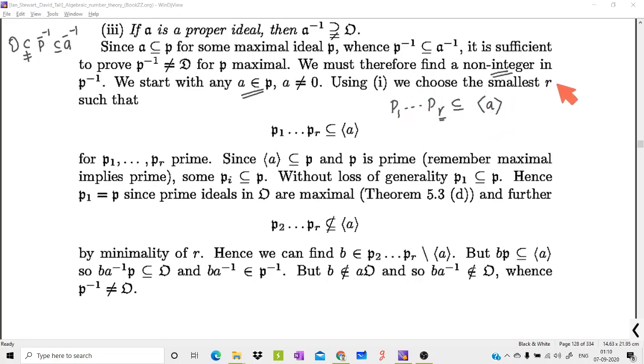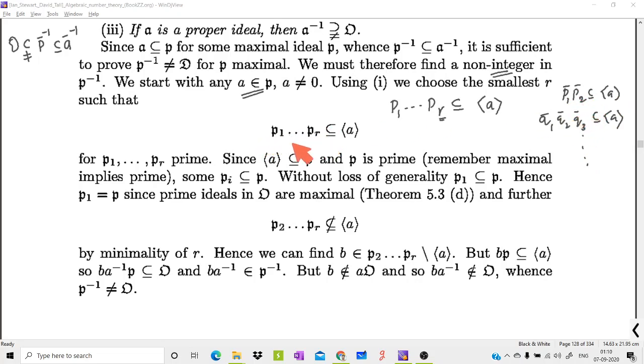Then sometimes we can get P1, P2 contained in A, and in some cases Q1, Q2, Q3 is also contained in A. Then these are all prime ideals, obviously. So if this is the case, we choose the least product. Here we have a product of 3 prime ideals contained in A. Here we have a product of 2 prime ideals contained in A. So if we collect all these products, then we choose this R as the minimum. If this is the case, then 2 is the minimum.